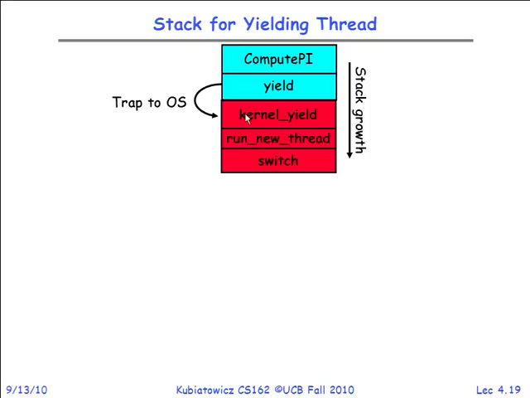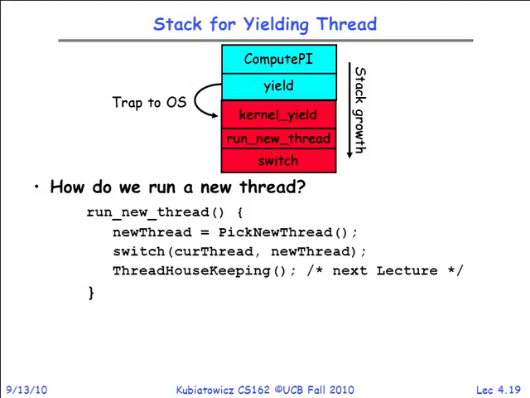So how do we run the new thread? Well, this run new thread procedure picks a new thread, switches the new thread with the current thread, does some thread housekeeping, which we'll talk about next lecture, and that's it. Once again, that's all that it does. Now, obviously, there must be more.